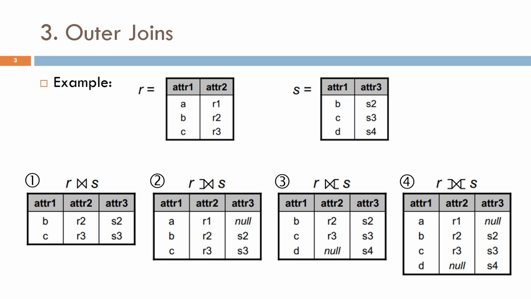The last tuple is from the relation S, D and S4. It doesn't have any matching tuple from R, so the attribute 2 is null. That's all about the outer join operation. Hope you have a clear understanding of outer join operation.